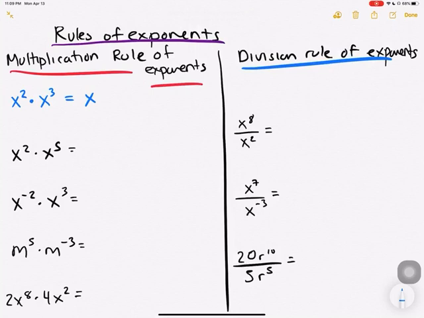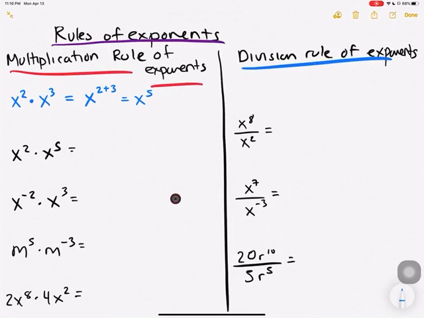And the multiplication rule of exponents says that when you multiply variables, you have to add those two exponents. So that's 2 plus 3 for the exponent of the result. So when you multiply variables, you have to add exponents. And then of course that's x to the power of 2 plus 3, which is 5. Okay, so you add those exponents, the base remains the same. Okay, the base remains the same. So let's take a look at this example.